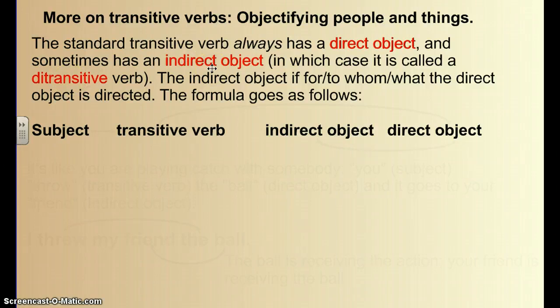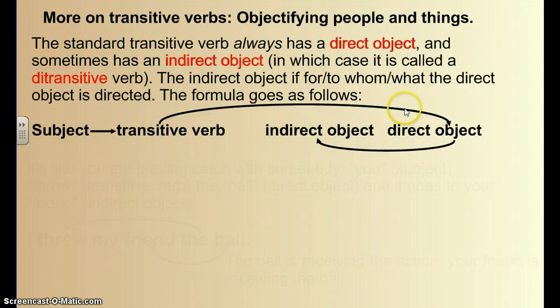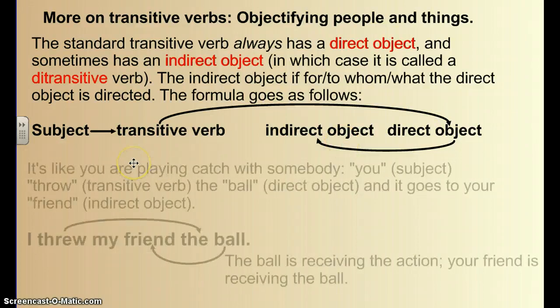An indirect object is the one that is, for or to whom or what the direct object is directed. Here's the formula in English. It goes subject, the thing completing the action, your transitive verb, then your indirect object, then the direct object. The thing about this is that your subject is doing this action to this thing, and this thing in turn is being booted back to your indirect object.